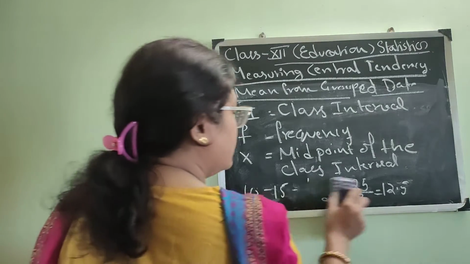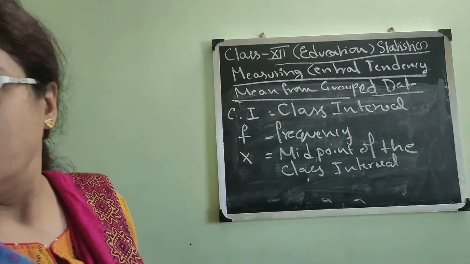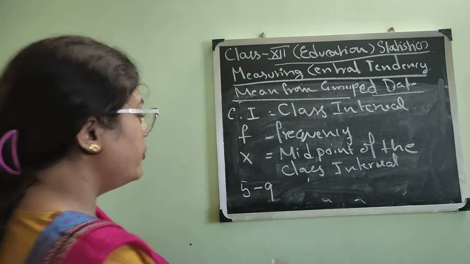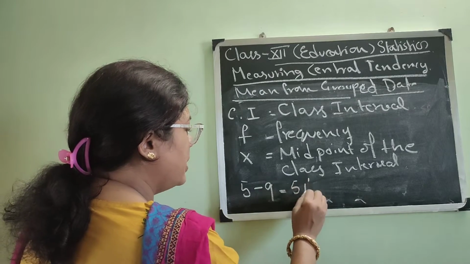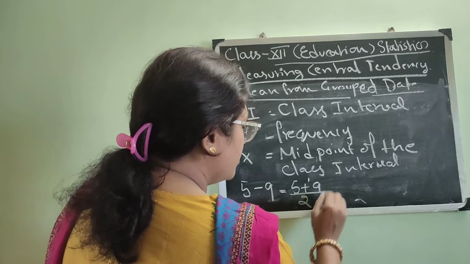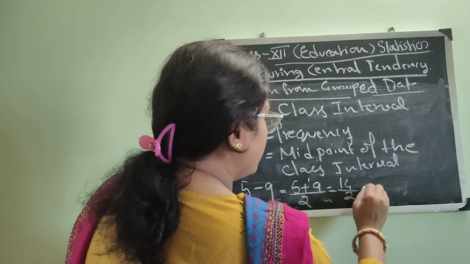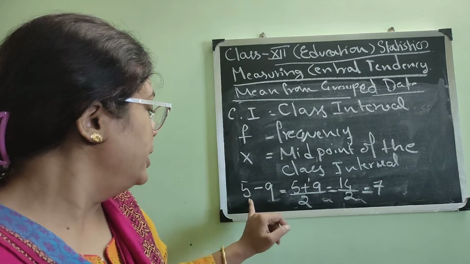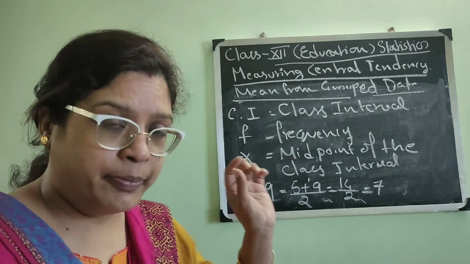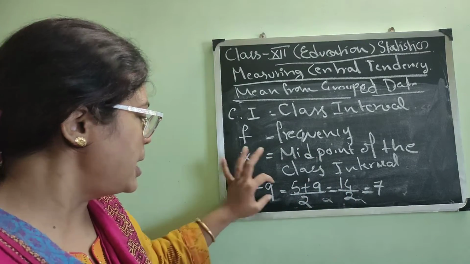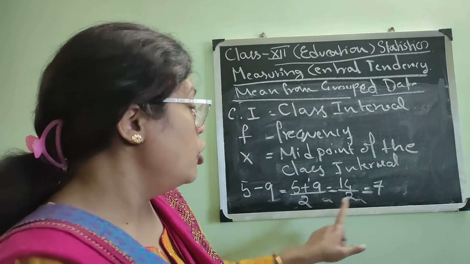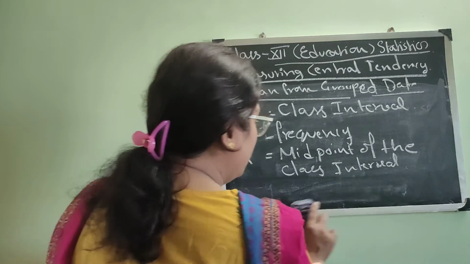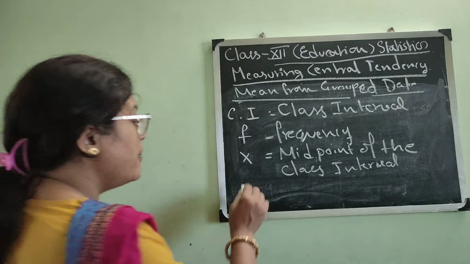Now if it is a class interval of 5 to 9, what will be the midpoint of the class? 5 plus 9 divided by 2. So it is 14 by 2, that is 7. So to take out the mid value of the class interval, you have to add the first number and the second number and divide by 2 to get the correct midpoint of the class interval. Next, we have to learn what is summation.